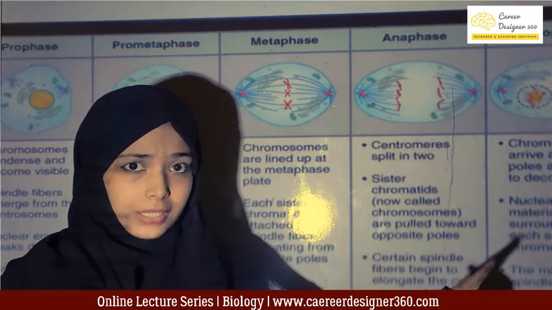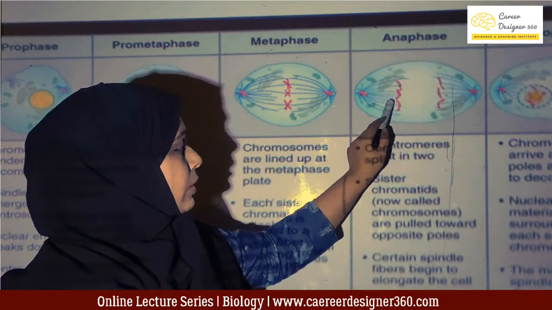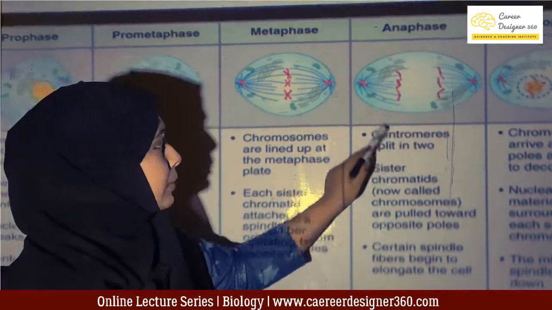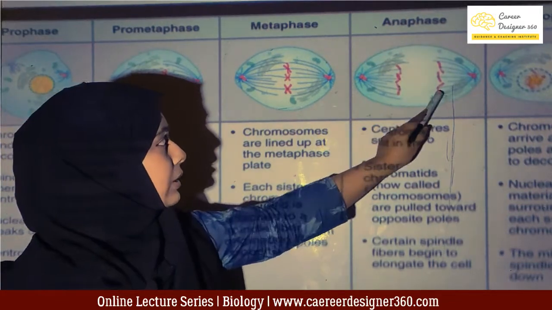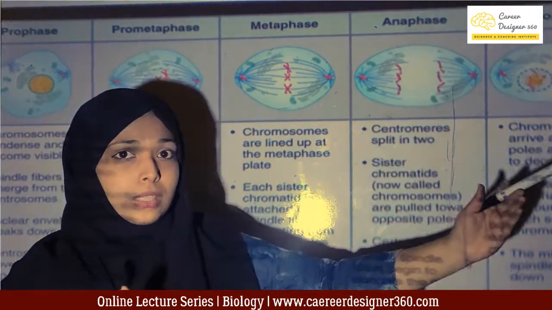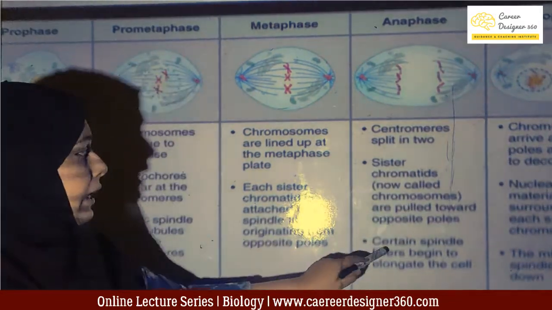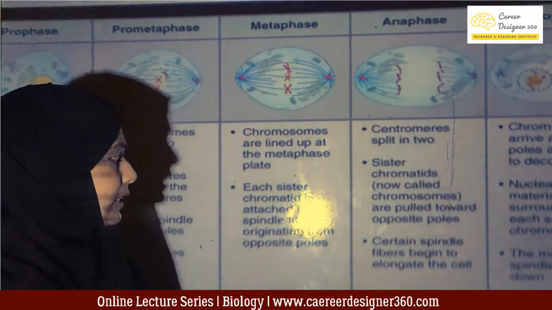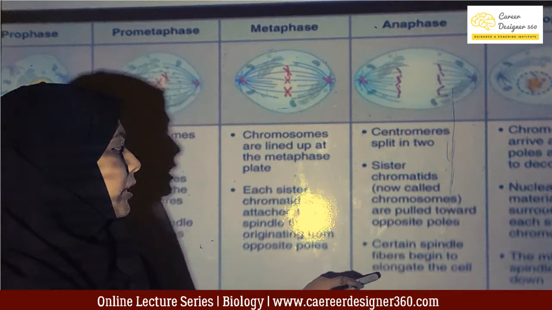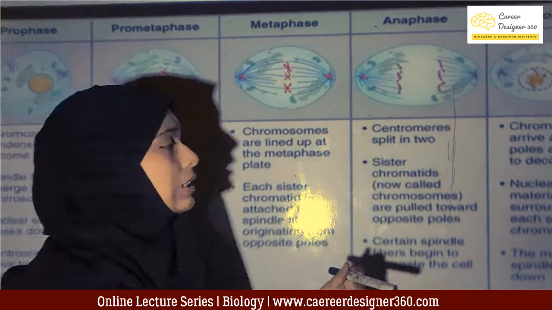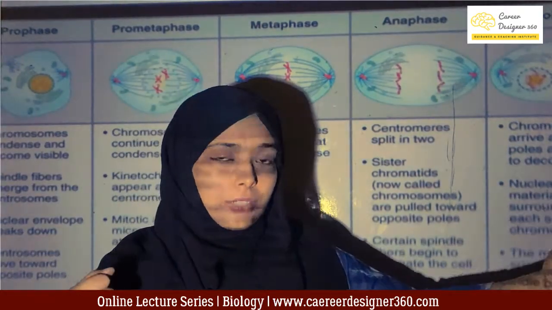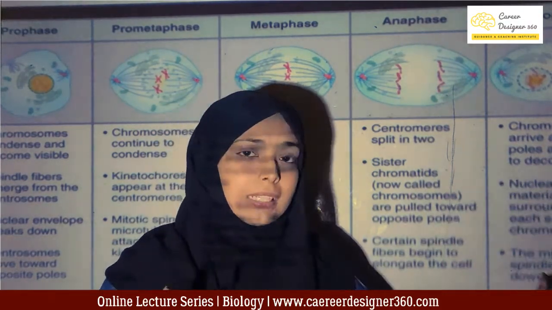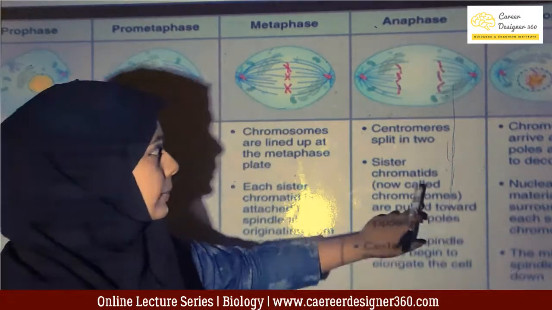Next is the anaphase, where the two chromatids which were attached to the spindle fibers now separate out, giving two sets of chromosomes. The centromere splits and the two chromosomes move towards the opposite poles, and spindle fibers begin to elongate the cell. The spindle fibers start contracting and move the two sister chromatids towards the opposite poles.